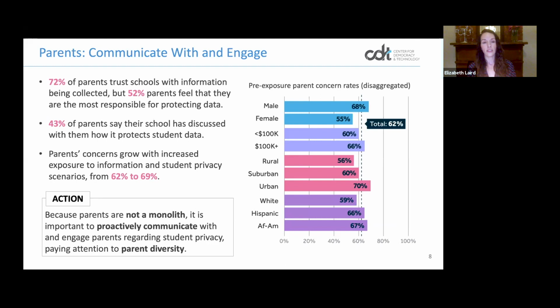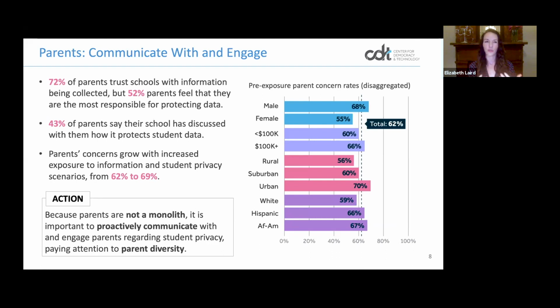We also found that less than half of parents say that their school has ever discussed with them how it protects student data. And that's important because of what I said before, which is that parent concerns will grow as they learn more about the risks. So who explains this to them is going to be really important.